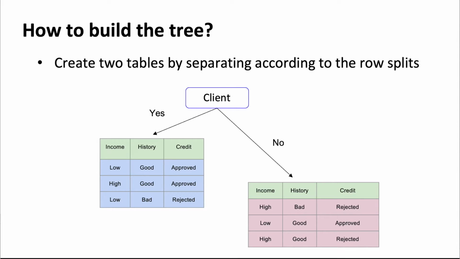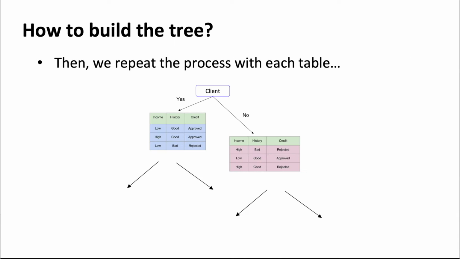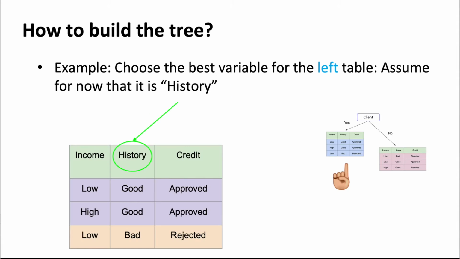From the left side, we have the table, and notice that now in both tables, the variable client doesn't exist because we already know its values. So it's not providing us with any information. So let's continue the building process. We need to do exactly the same, but now with the corresponding table. So let's go through the left side.